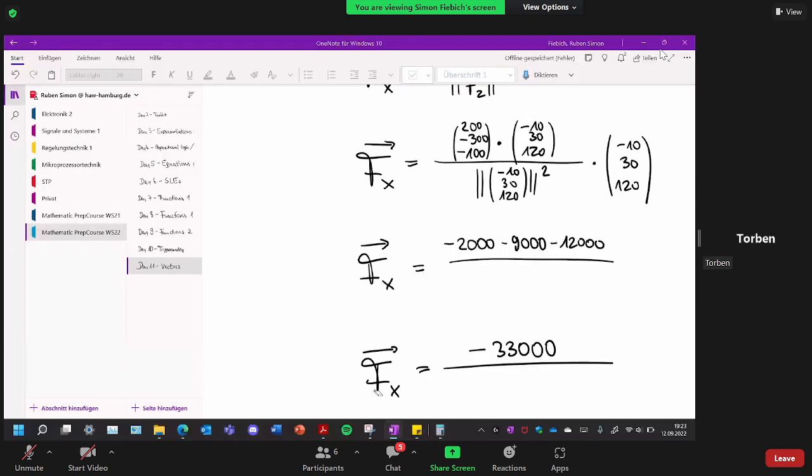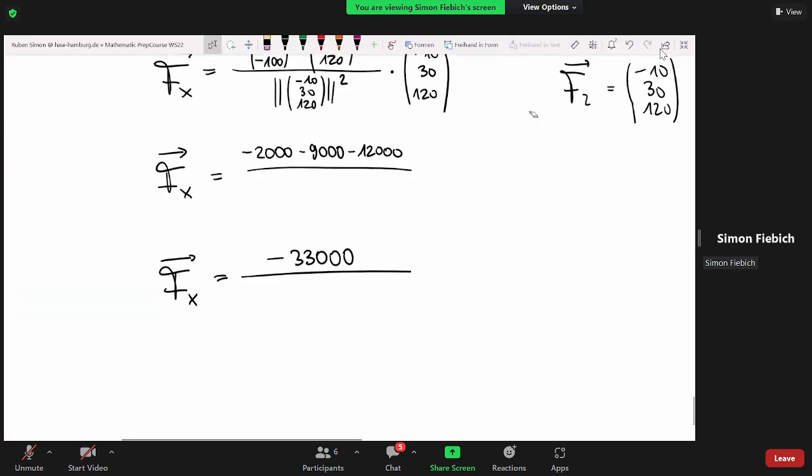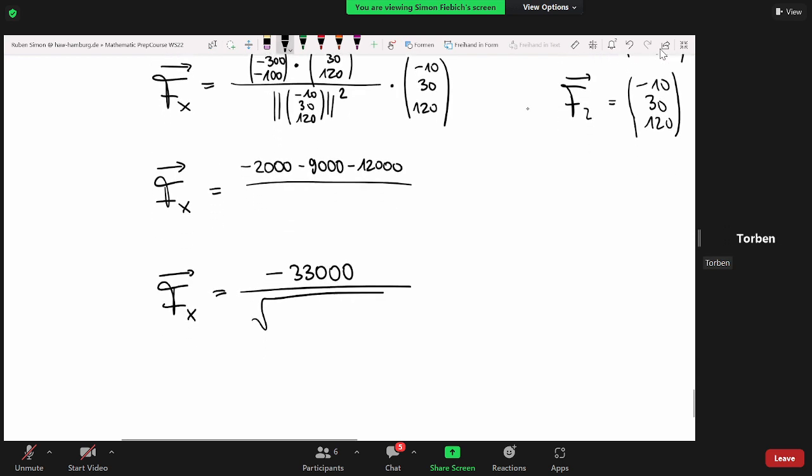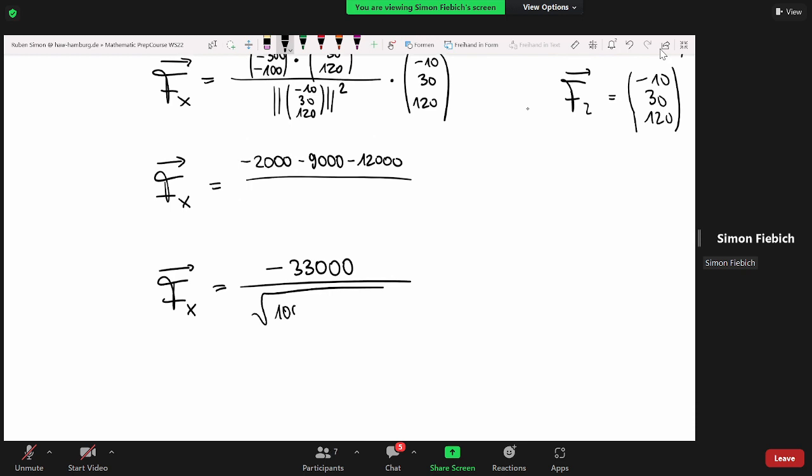It's like the root of 15,400. Okay, yeah, if you say so. So it would be 100 plus 900 plus... yeah, I don't know what 100 squared is.